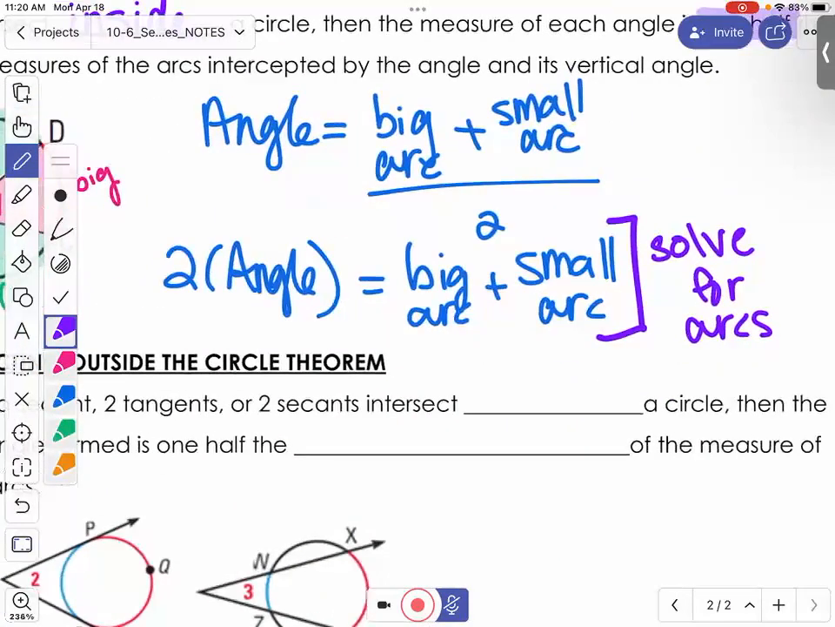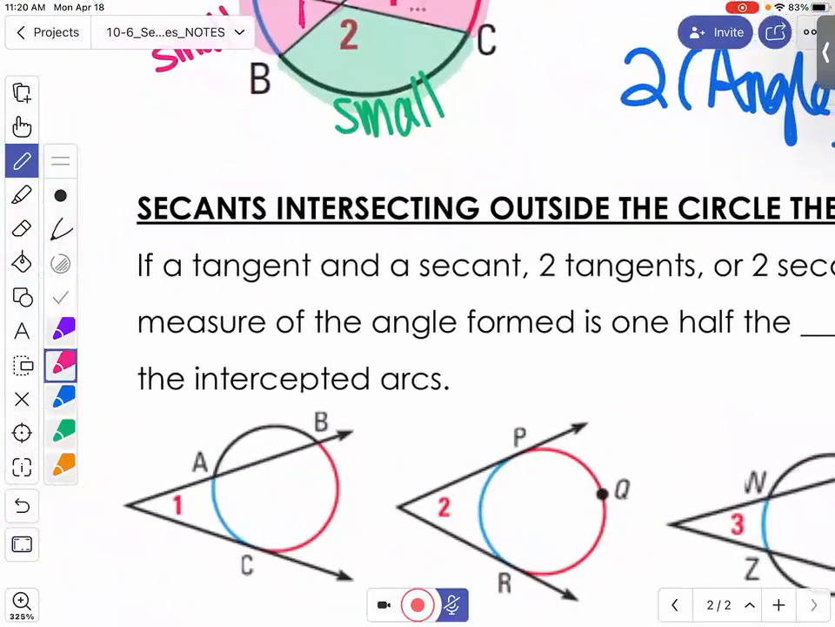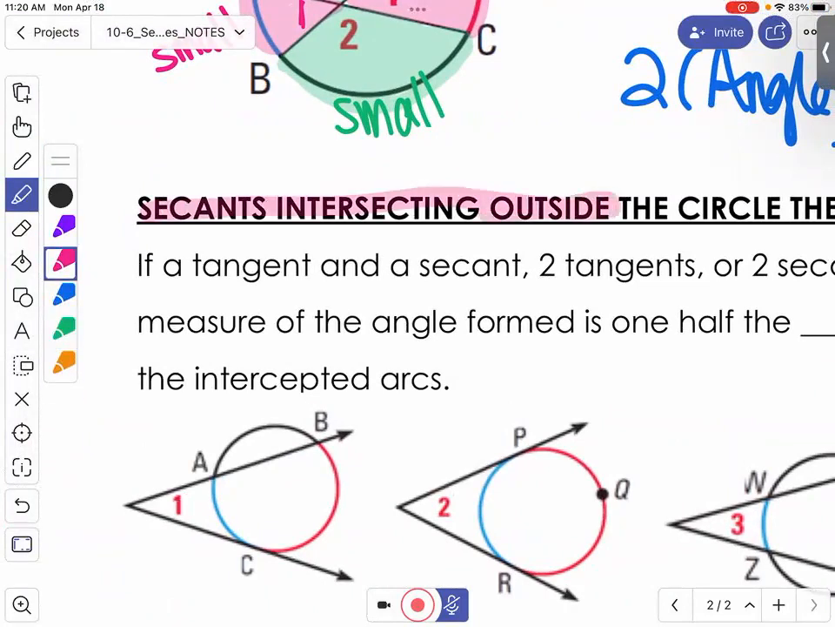Okay, we can use that bottom version when we're trying to solve for either the big arc or the small one. Now let's add to that. Now let's say we have secants that intersect outside the circle.